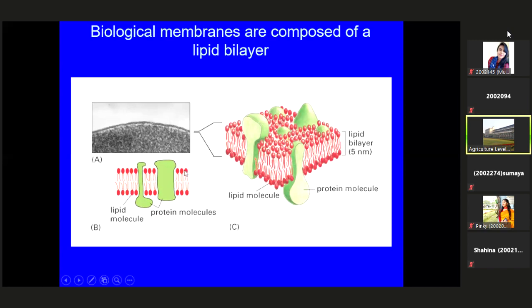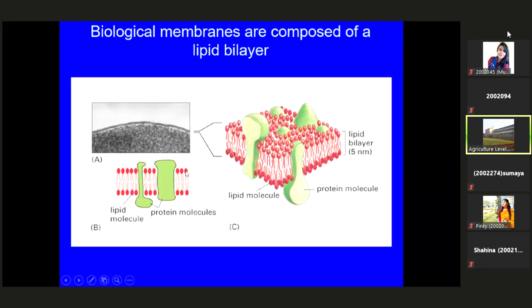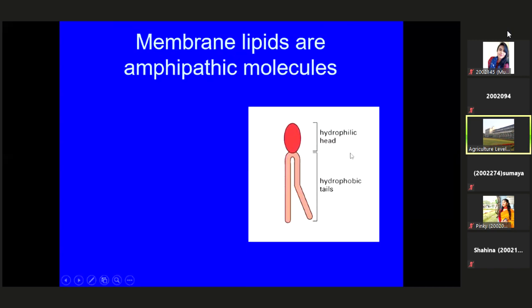Its outer side is hydrophilic and its inner side is hydrophobic in nature. So it contains two types of properties. This is hydrophilic and this is hydrophobic. So this is amphipathic in nature: hydrophilic and hydrophobic.